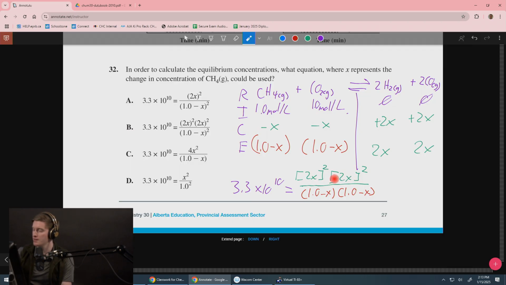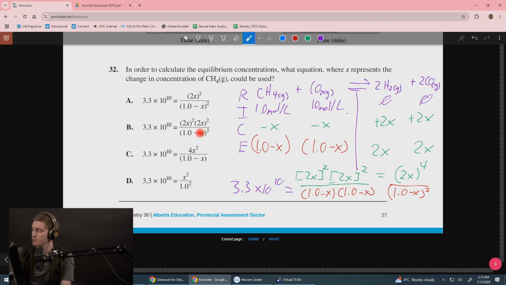If we were going to combine these two terms together on the top, then what we would end up with is (2x) to the power of 4. Picture it as if you had x squared times x squared. You'd end up with x to the power of 4. But none of these show x to the power of 4 on top. And on the bottom, these two are the same term, so they can combine as well to form (1.0 minus x) squared. This appears on the bottom of A and of B.